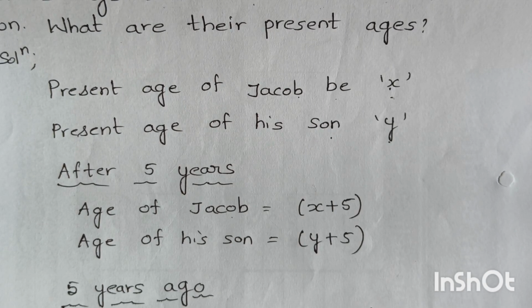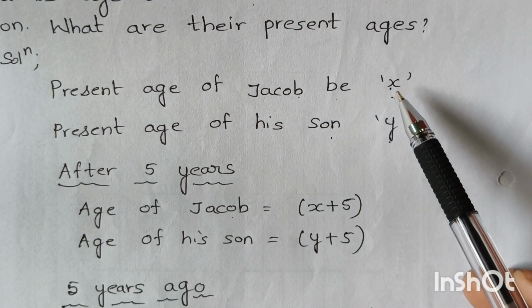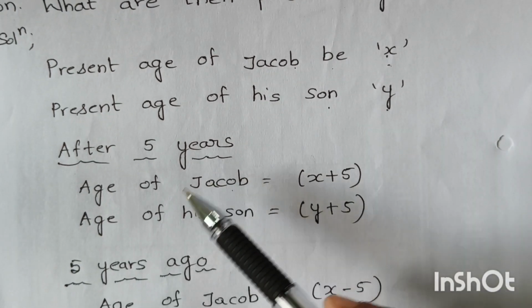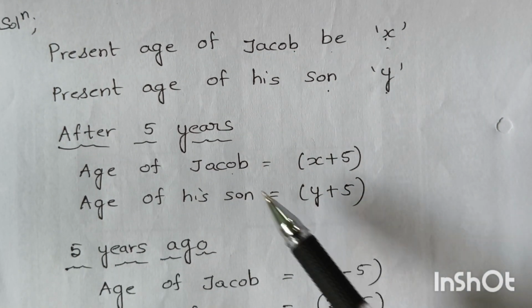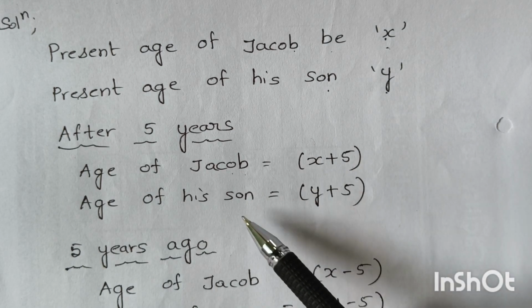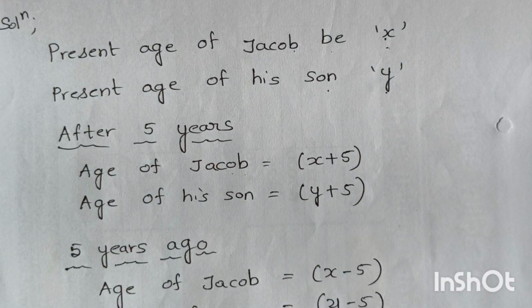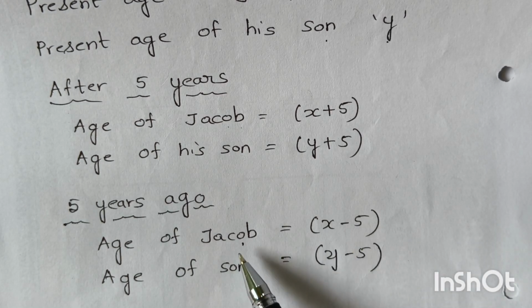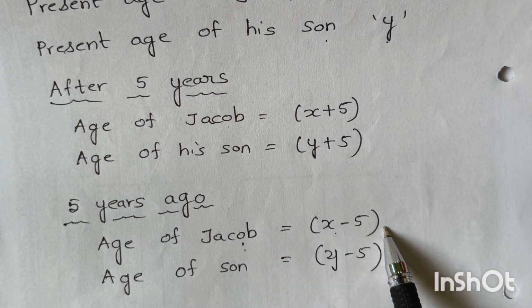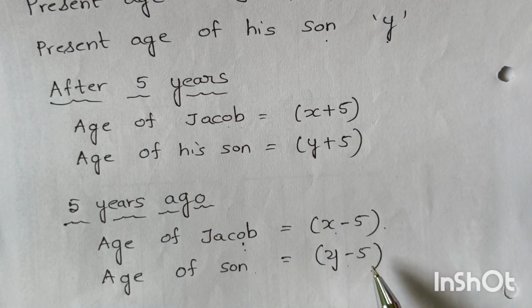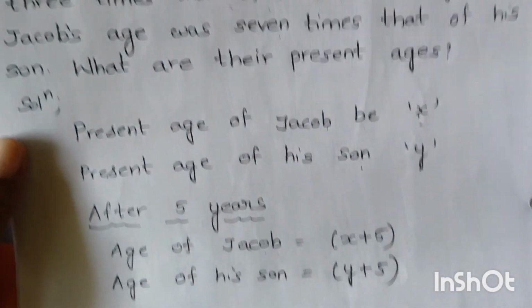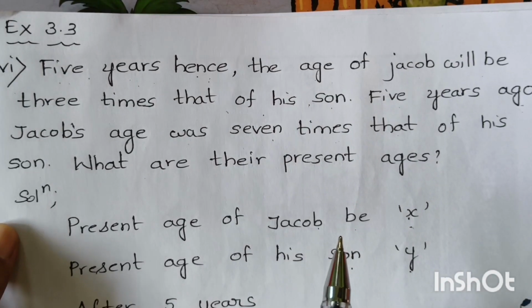Now look at this. We have written the present age of Jacob as x and present age of his son as y. After 5 years, it will increase. Therefore, Jacob's age will become x plus 5 and his son's age will become y plus 5. 5 years ago means before 5 years. Their age will decrease by 5. Therefore, Jacob's age we have written as x minus 5 and his son's age as y minus 5. Now, let us write the equation according to the given sentence in the question.